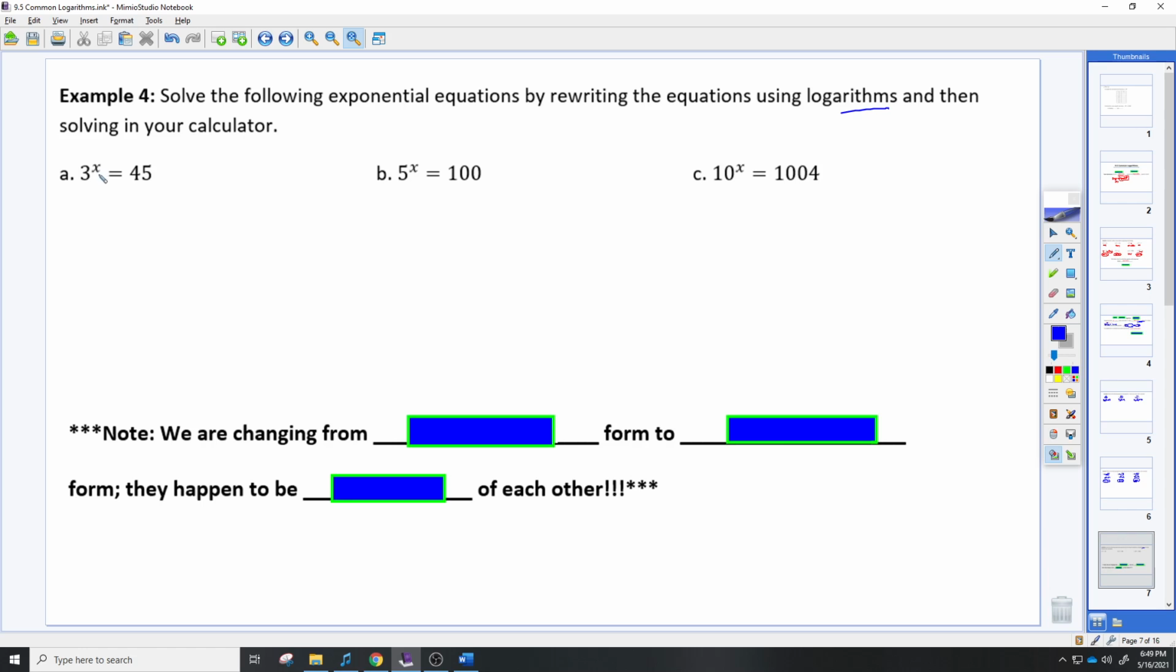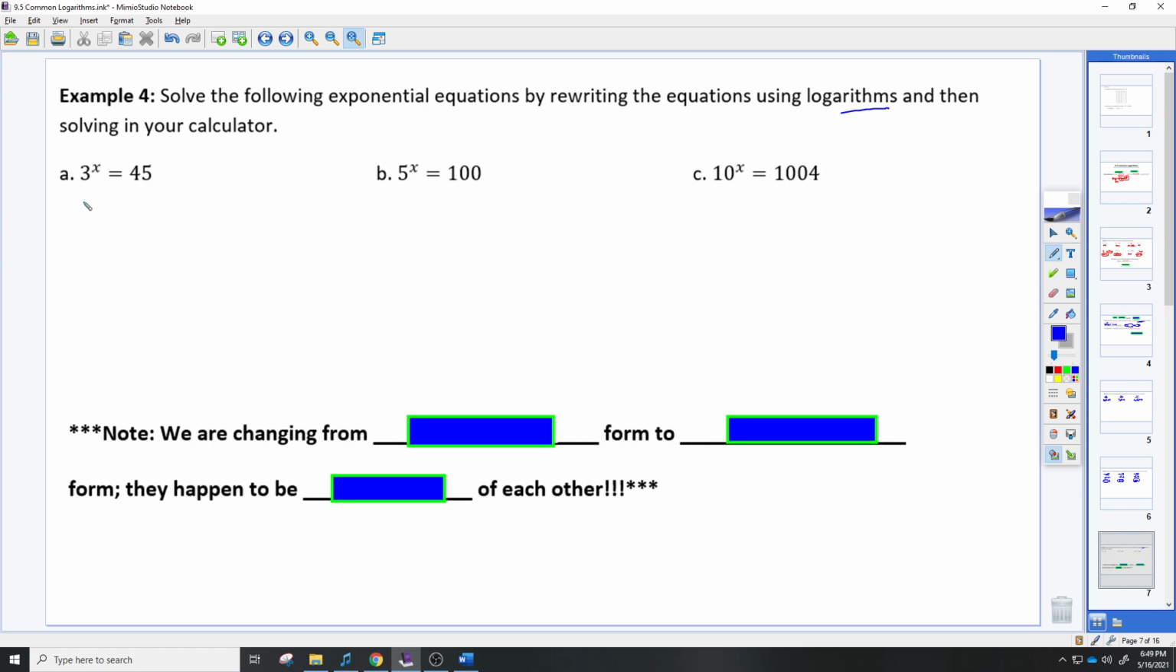Now, all we have is that 3 squared is 9, 3 to the third is 27, and if we go to the fourth, we get to 81. So we're not going to be able to get 45 because it's somewhere in between 27 and 81. So we just probably know it's 3 point something, but we don't know the exact answer. The logarithms will help us get the exact answer.